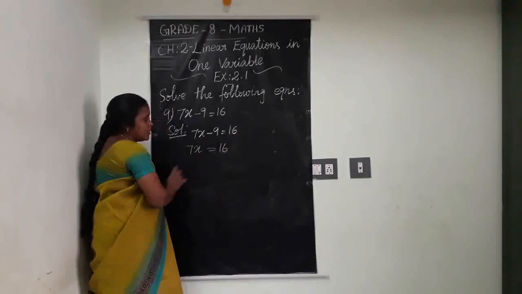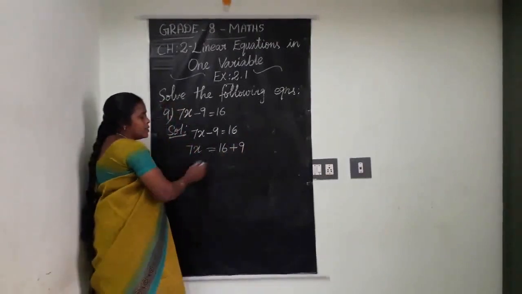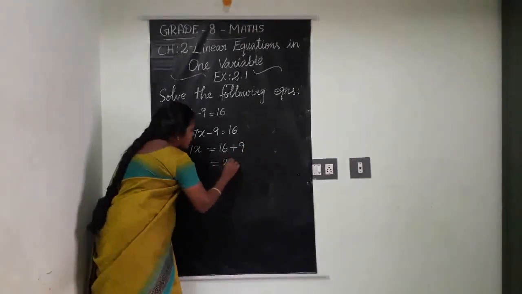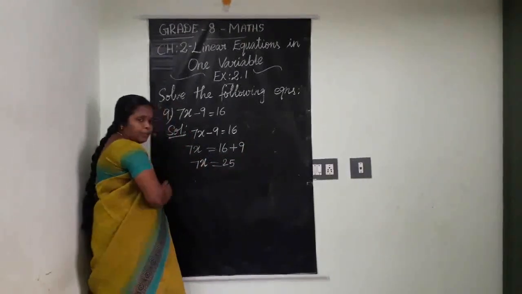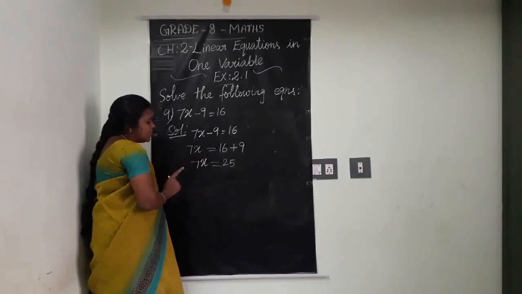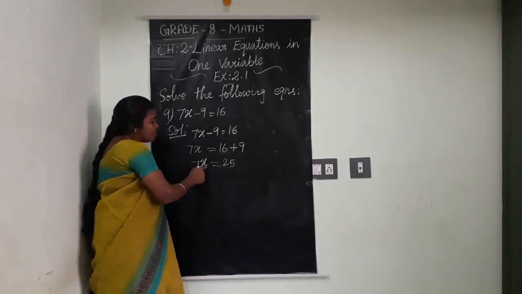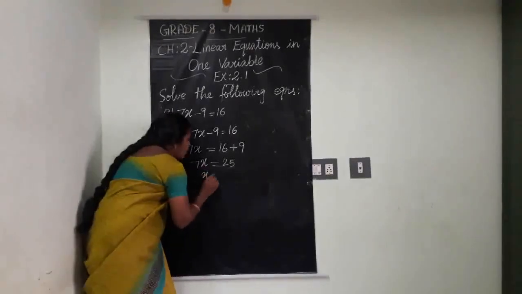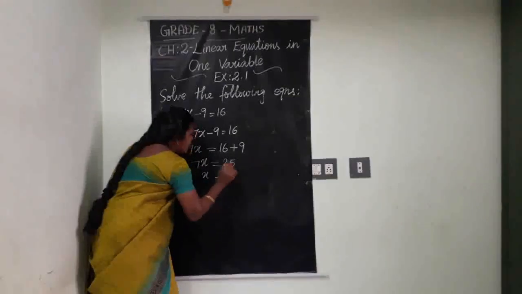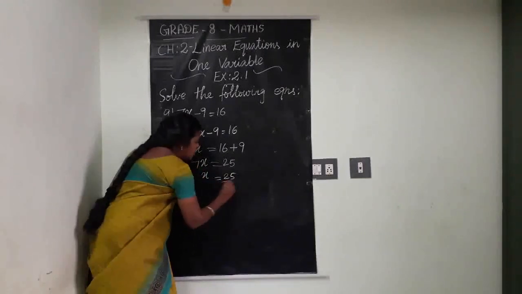So take first minus 9. If you shift it to the opposite side it goes to plus. So 16 plus 9. 16 plus 9, what is the answer? 25. So 7x equal to 25. Are we done? No, we need the x value. So what to do? Already I said in the beginning of the class how they are connected with each other in multiplication. So 7 into x, 1 is 7x. We need the value of 1x. 7x equal to 25. What about 1x? If you shift this multiplying number from here to there, it goes to division.